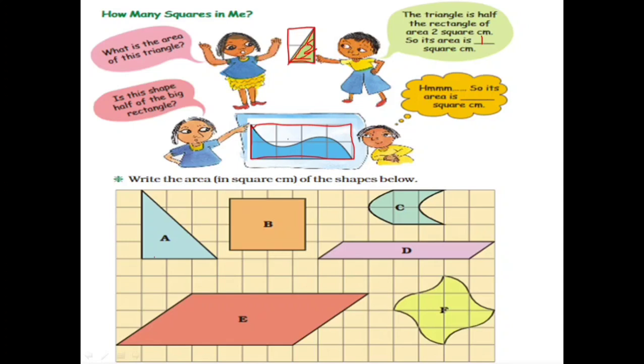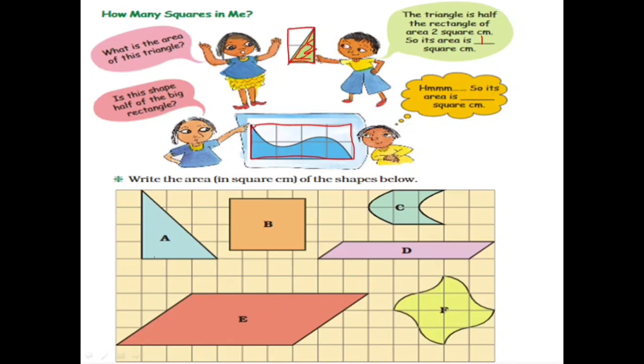So that means the area of this rectangle is equal to 4 plus 4, which is equal to 8, or you can say 4 twos are 8. So the area of this rectangle is 8 square centimeter. And we have to find whether the area of this blue shape is half of 8 square centimeter or not. And half of 8 is 4. So let's find whether the area of this blue shape is 4 square centimeter or not.